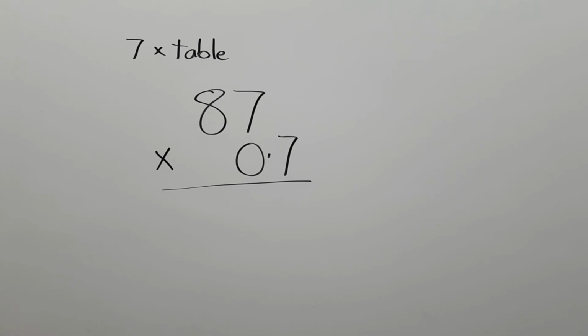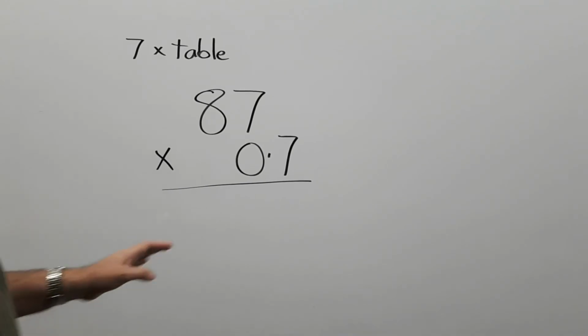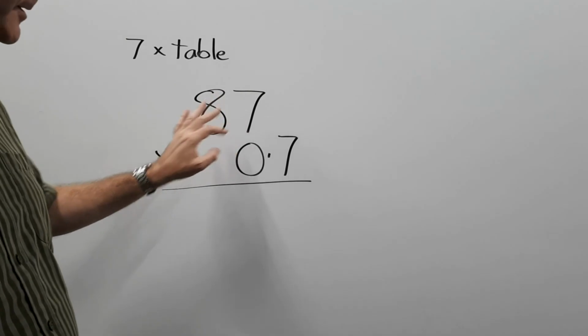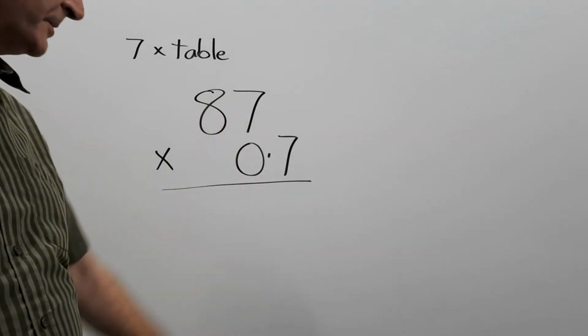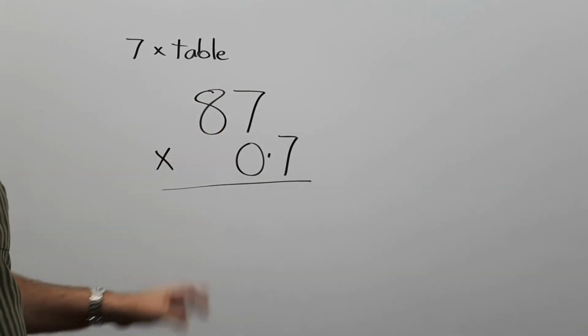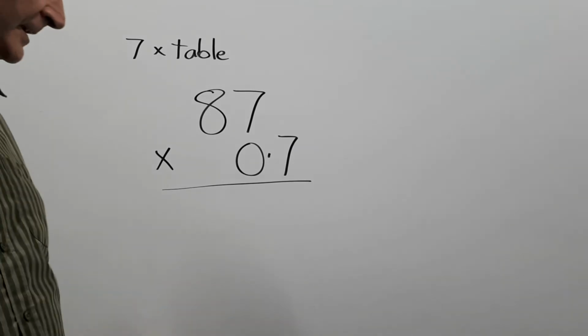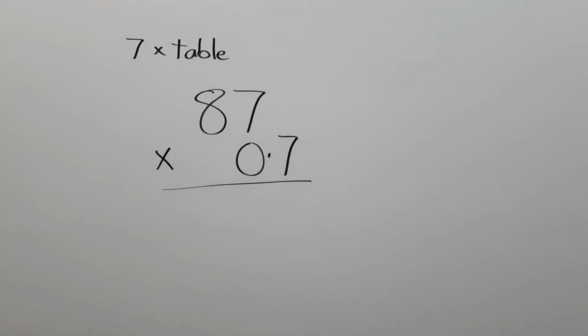Okay, have a go. This one's a little bit simpler in that there's only 2 digits to multiply by. It's 0.7. Pause it here, have a crack, and I'll come back to you in a second and see what you came up with.